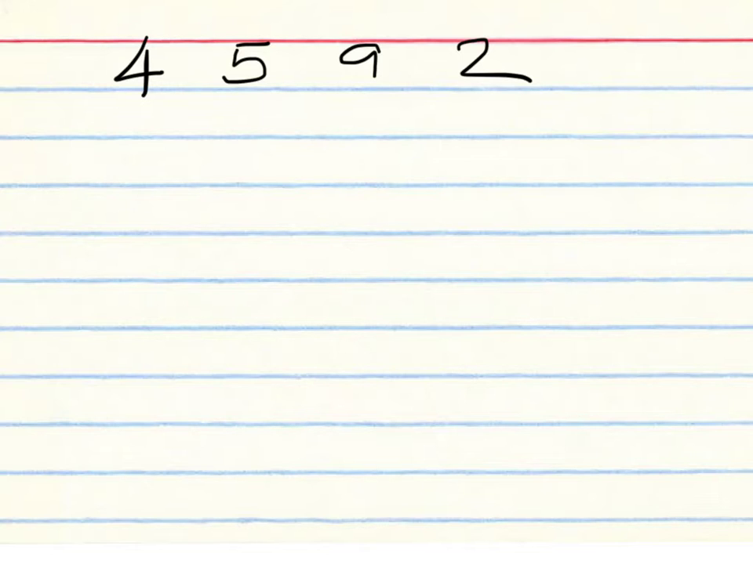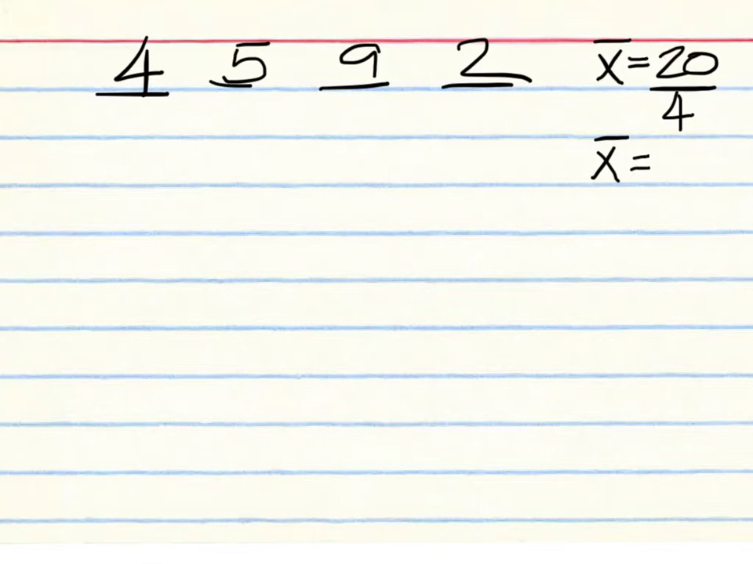Before that, you have to find the mean. So add them up to get 4, 9, 18, and 20. So the mean is 20 divided by 4. 4 is the number of numbers in the list, and that means the average is 5. Now you can find the standard deviation.